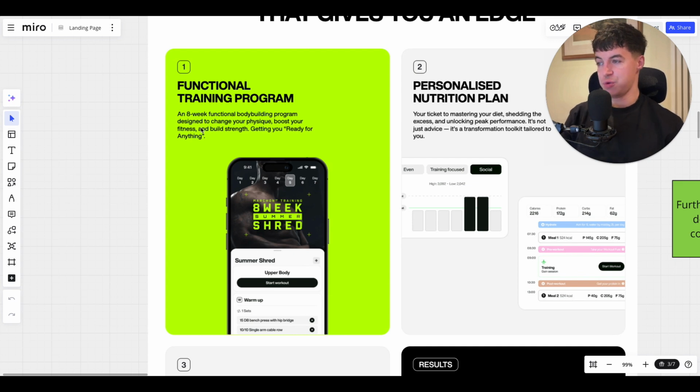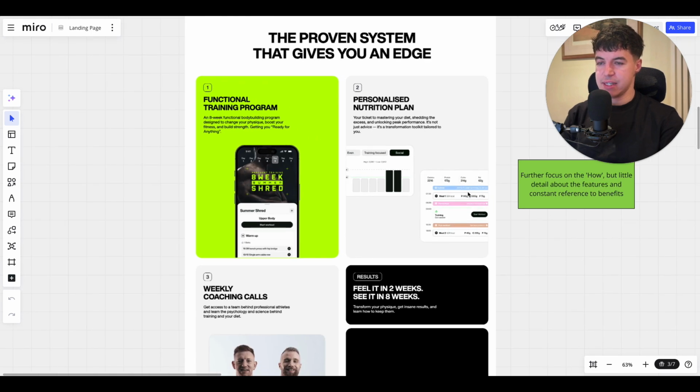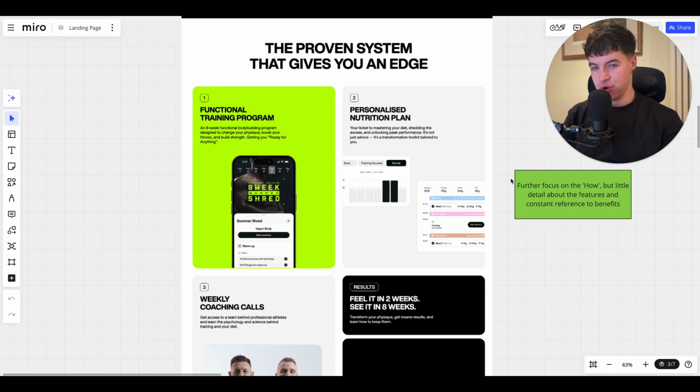Then afterwards they dive right into the benefits, which is: designed to change your physique, benefit 1; boost your fitness, benefit 2; and build strength, benefit 3; getting you ready for anything, benefit 4. So in these basically 3 lines of text, very short, they've touched on the how very briefly, and they've given you 4 clear benefits. So 20% of this is focused on the how, and the other 80% is talking about the benefits. Hopefully we can see this in action, where people focus on the benefits or the problems they solve and not the how.